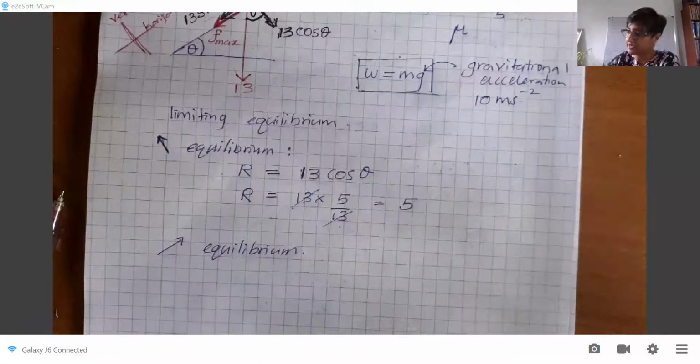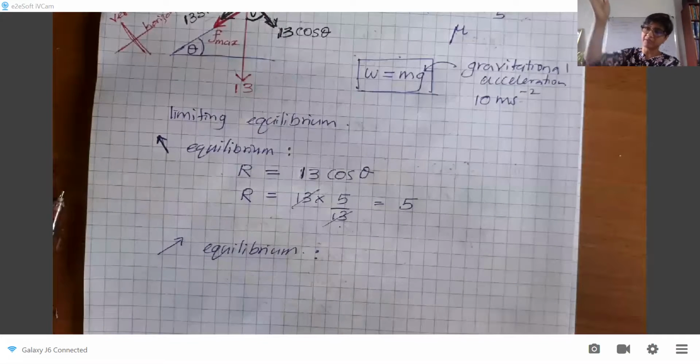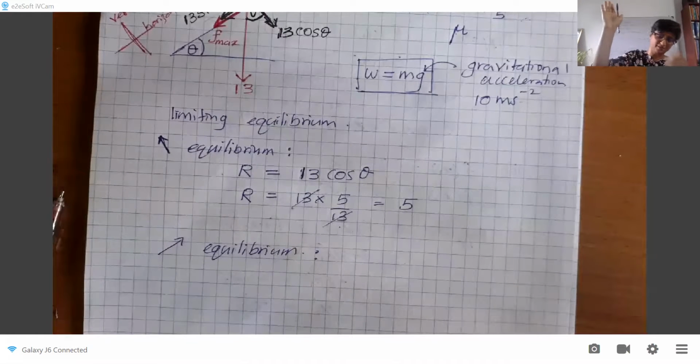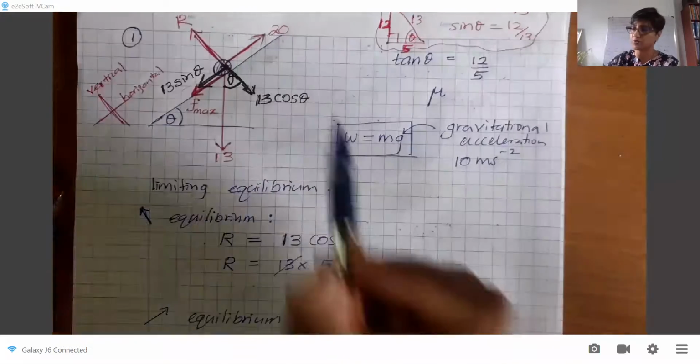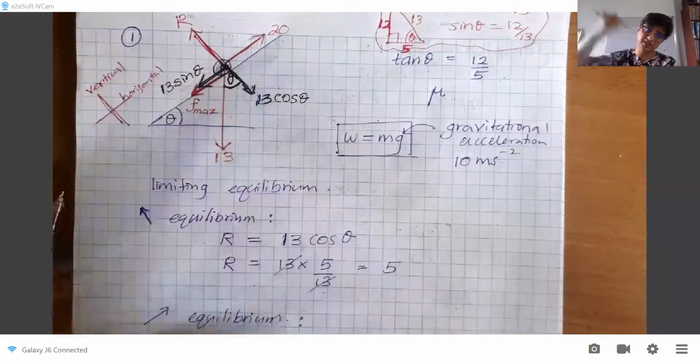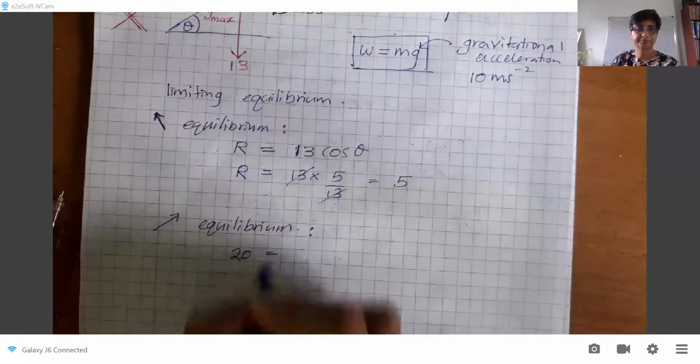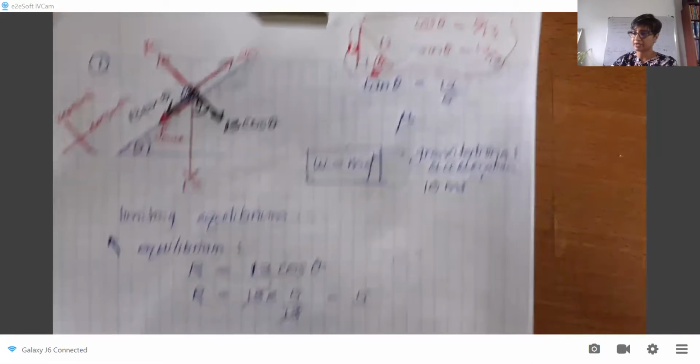Horizontal equilibrium, right? So rightward and leftward. Look at your diagram again. Only one force to the right, that is 20. So 20 is equal to, okay, come back to the diagram.